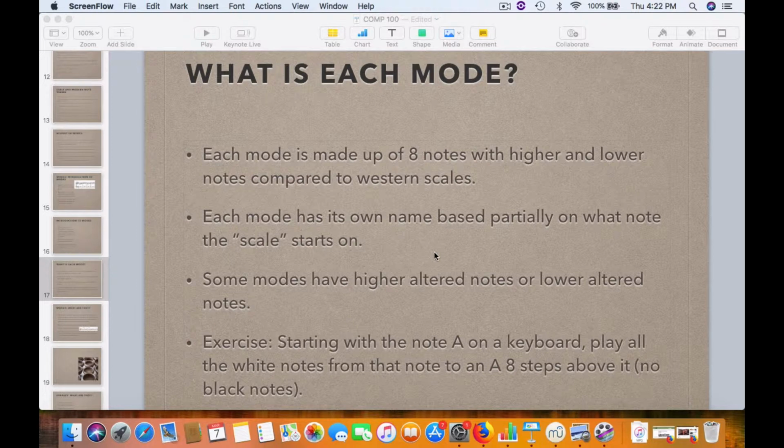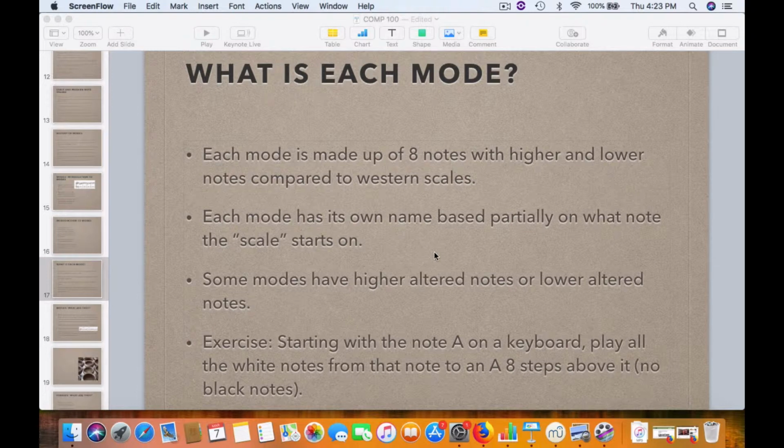Each mode is made up of 8 notes with higher and lower notes compared to the Western scales. Each mode has its own name based partially on what note the scale starts on. So to recap, they're all white notes. There's no black notes. And it's from A to A, B to B, C to C, D to D, E to E, F to F, and G to G.